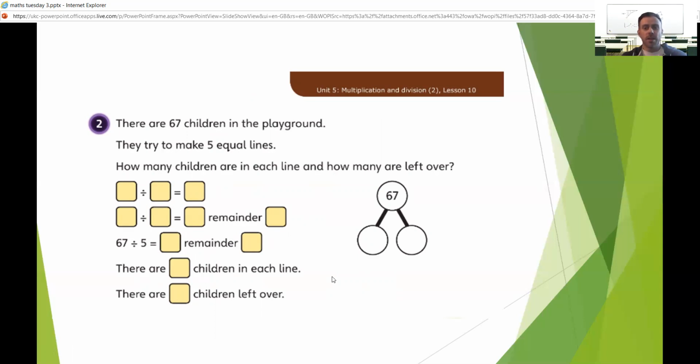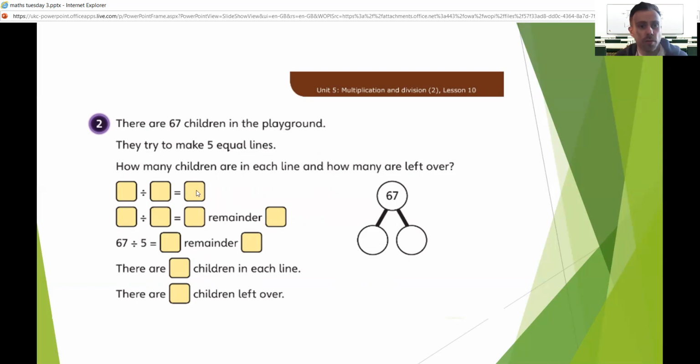All right, so 67 divided by 5. Let's partition this 67 first of all. Let's split it up into our 10s and 1s. So I'm going to have 60 here, and I'm going to have 7 here like that. So first of all, 60 divided by 5. 60 divided by 5 is 12.